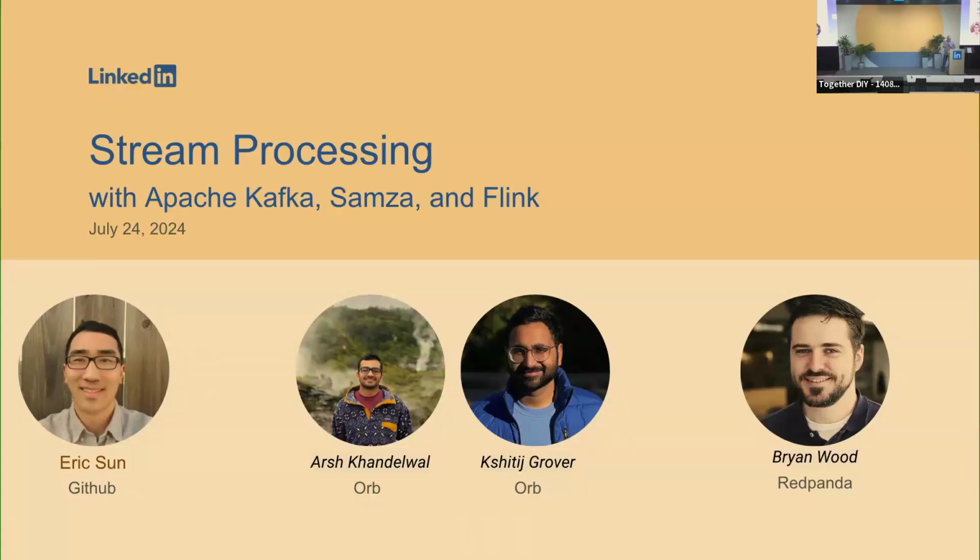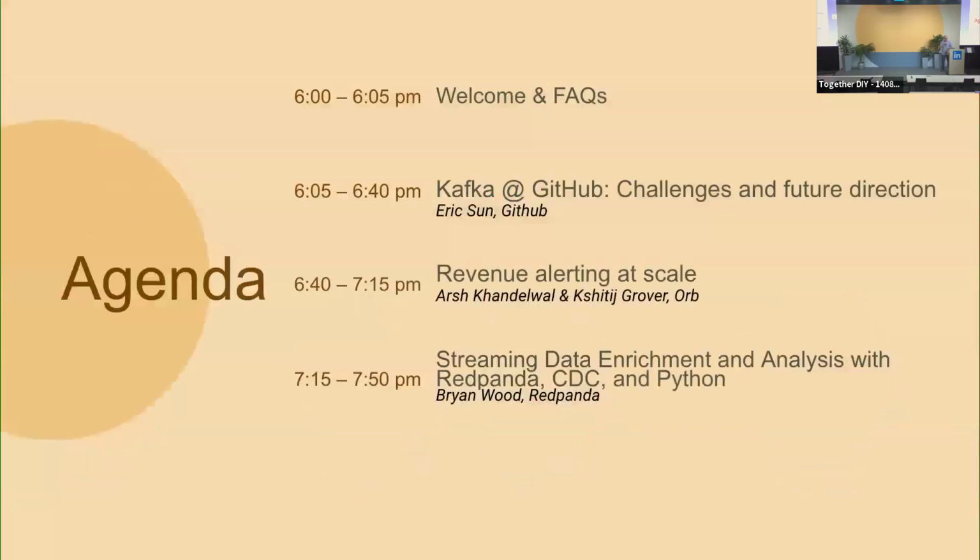I'll start with introductions. So first, let's talk about the schedule. We'll discuss right now the FAQs, like how does it work. Then we'll have 3 presentations. One, Kafka at GitHub, challenges and future directions. One from ORB, revenue alerting at scale. And one from Redpanda, streaming data enrichments and analysis with Redpanda, CDC and Python.